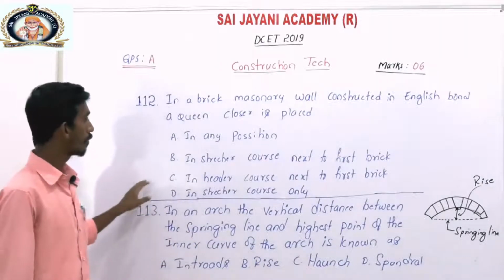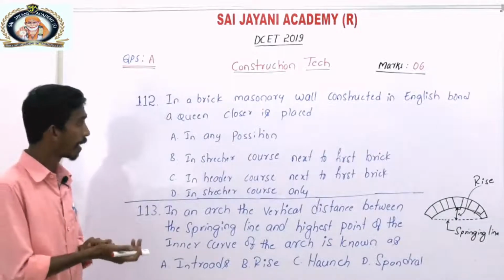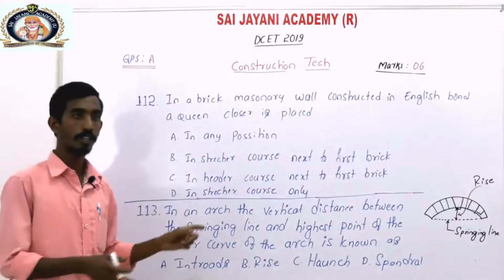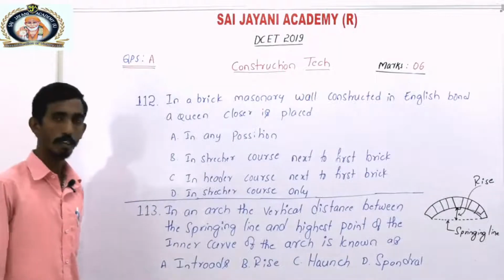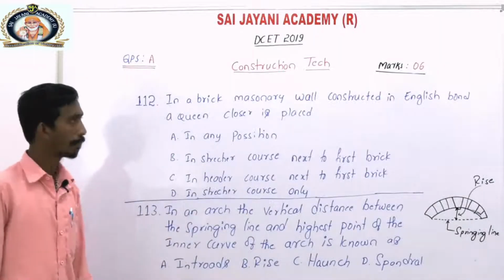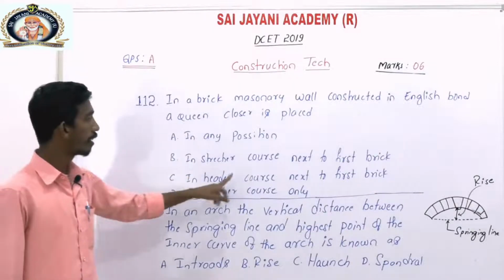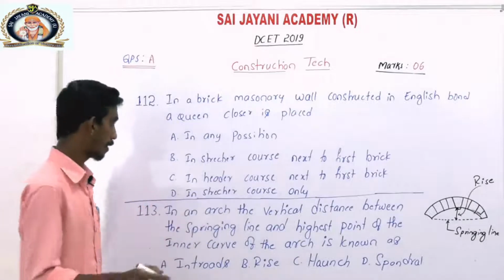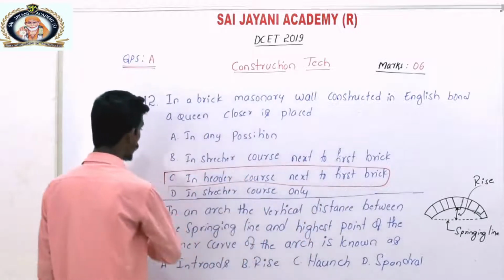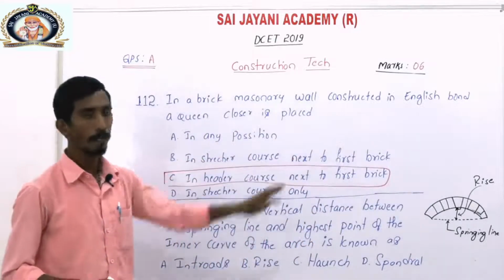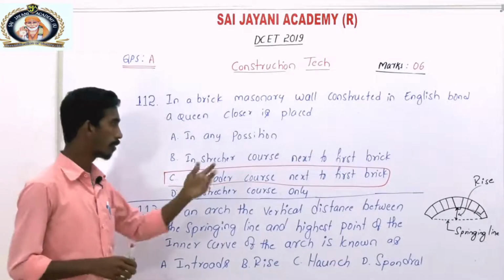So for this question, we need to identify the correct answer among these four options. Here, closures are used in a masonry wall to avoid the vertical joint. To avoid vertical joint, we are using the closures in a brick masonry. In English bond, the queen closure is placed only in header course next to the first brick. Therefore, the right answer for the question is option C, in header course next to first brick. This is the right answer for the question number 112. Then move to the next question.